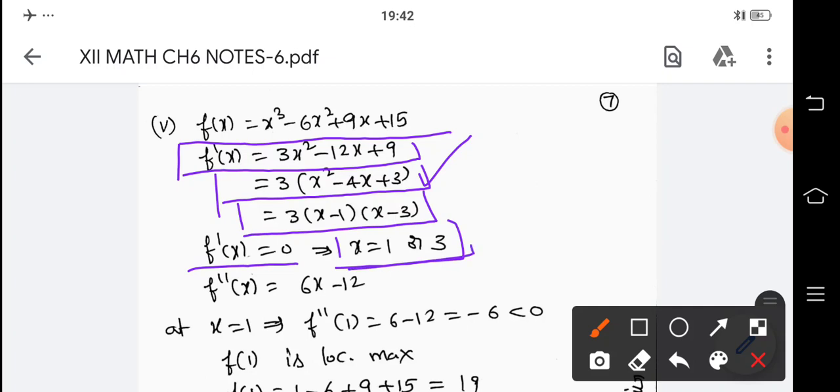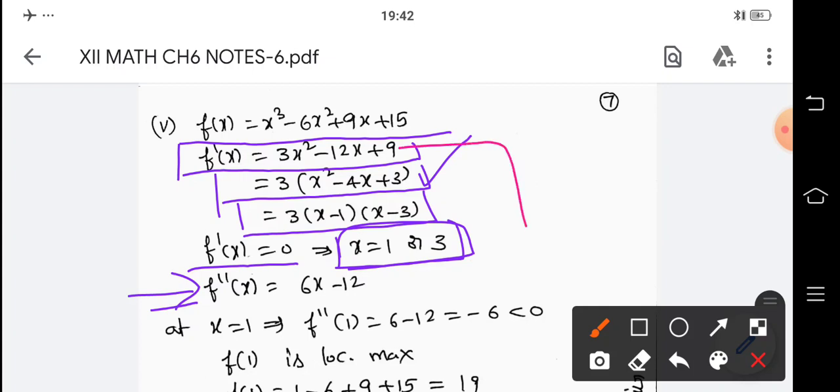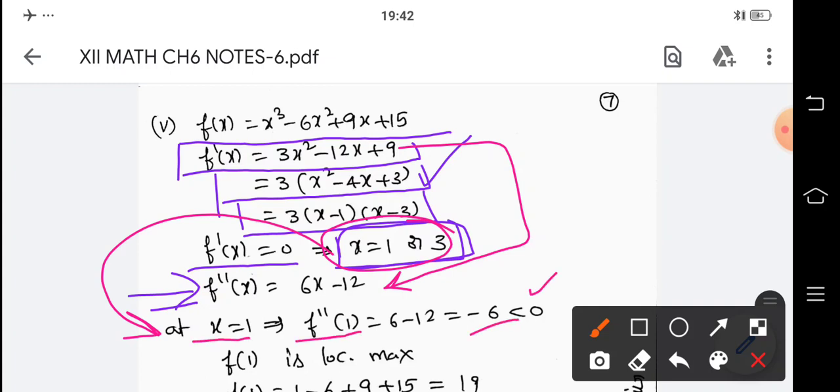Now we got two critical points. f double dash of x is found by using the first derivative: from there you find the second derivative, 6x minus 12. Now using these two critical points, go for the second derivative test. At x is equal to 1, f double dash of 1 is minus 6, which is less than 0, because 6 ones are 6, minus 12 is minus 6, less than 0. So f of 1 is a local maximum.